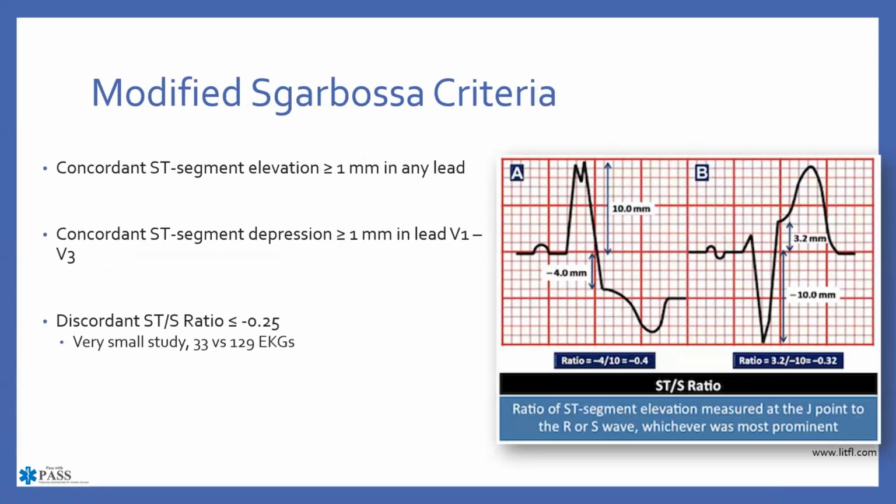The modified Sgarbossa criteria is a concordant ST elevation in greater than 1 millimeter in any lead. So they've kind of reduced this a little bit, which actually captures more patients that may end up having MI from this. And concordant ST segment depression of greater than 1 millimeter. So it doesn't always have to be up, it can be down as well. What you're looking for here is greater than 1 millimeter, which is not new. That's what we've been doing all along.